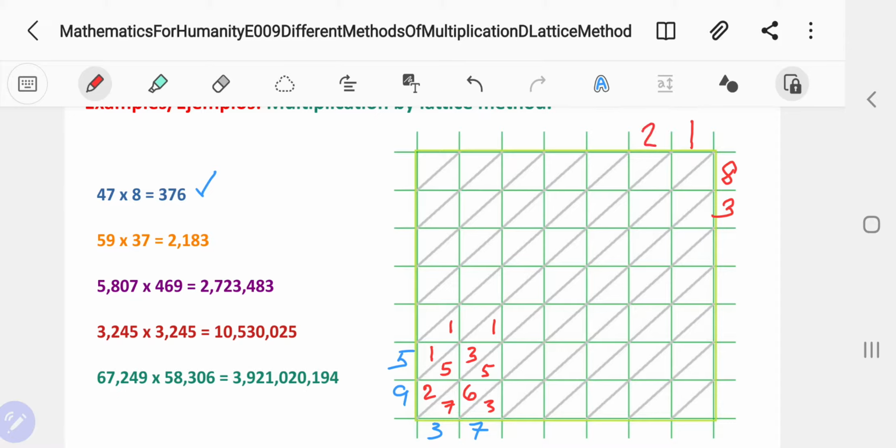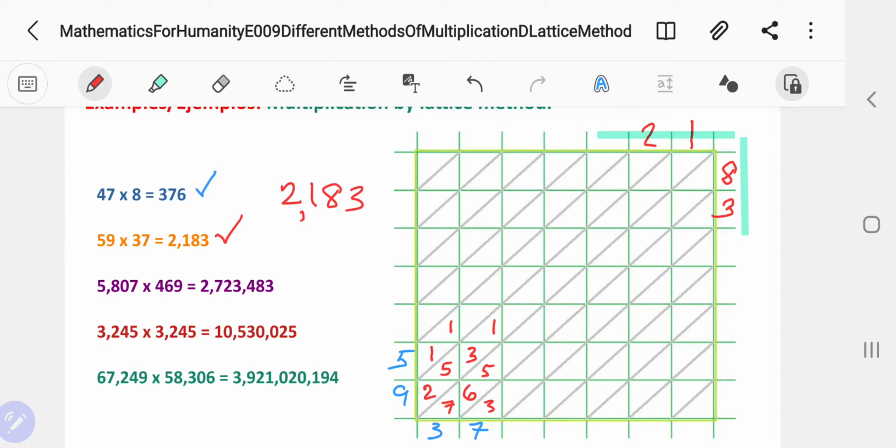So the answer is 2183. You have to read in this direction. You have to read here, and then that's how you read, and then go down here. So 2183. So the answer is 2183, which is just this one.